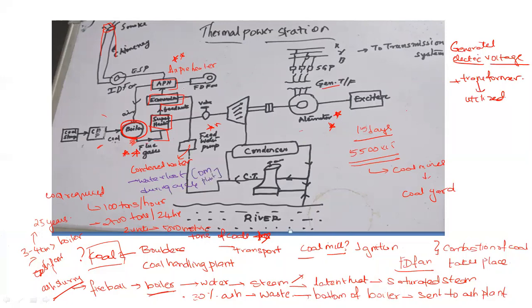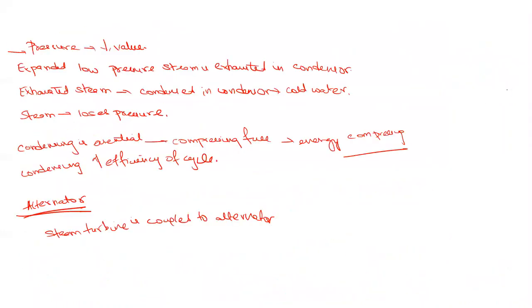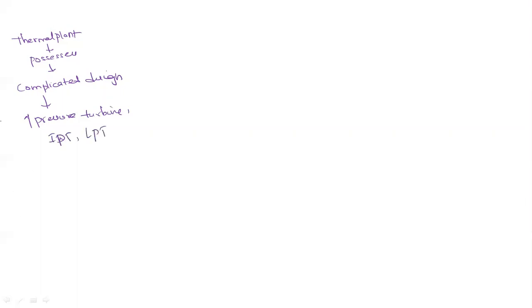This was the basic working principle of a thermal power station and its typical components. A practical thermal plant possesses a more complicated design and multiple stages of turbine such as high pressure turbine, intermediate pressure turbine, IPT, and low pressure turbine. So this is the thermal power station briefly, and we will discuss advantages and disadvantages in the next.